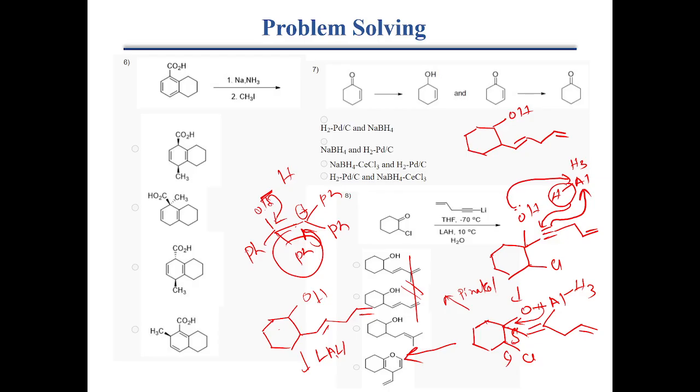Sir, as the aluminum-oxygen bond migrates, shouldn't it form the C double bond? Yes, it will form the C double bond too. Again, lithium aluminum hydride will reduce that ketone to alcohol. Understand? Sir, understood.